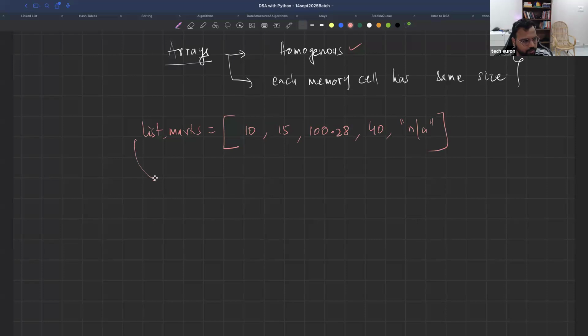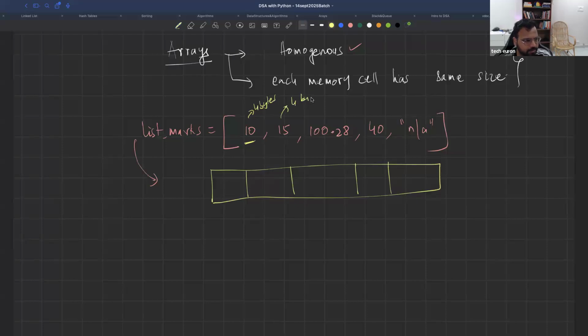So if you imagine this to be stored in an array, then this will violate the definition of array, because if you store 10, this will be 4 bytes. This 15 will be 4 bytes, but this will be 8 bytes. So if 10 is stored here, 15 is stored here, then 100.28 will be stored in these two memory locations because it is taking double the size. And NA also cannot be stored here because it will take a different size. So this cannot be an array. Then how is a list working as an array in Python?